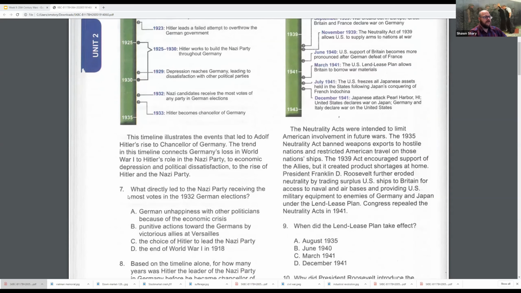Let's look at our answers. Germans' unhappiness with other politicians because of economic crisis, punitive actions towards the Germans by victorious allies, the choice of Hitler to lead the Nazi Party, and the end of World War I.